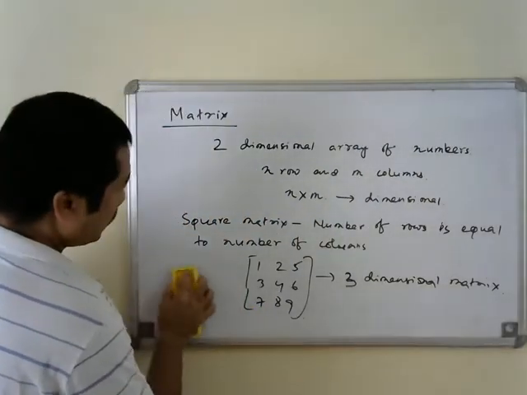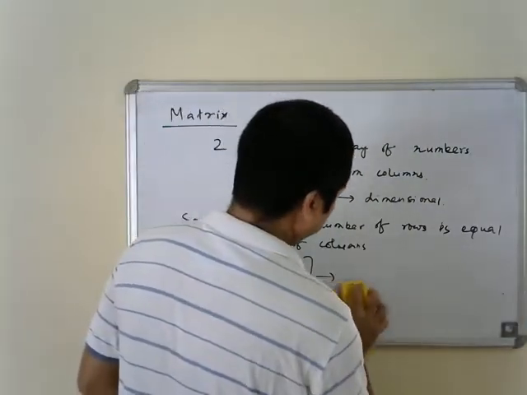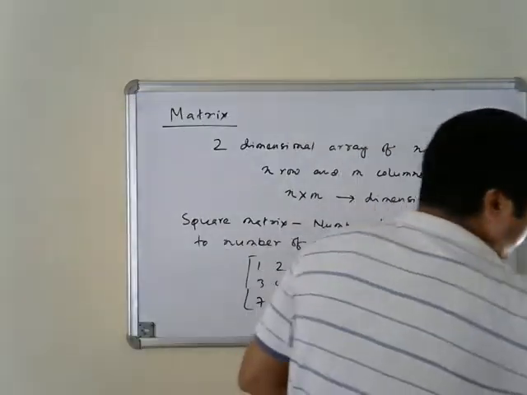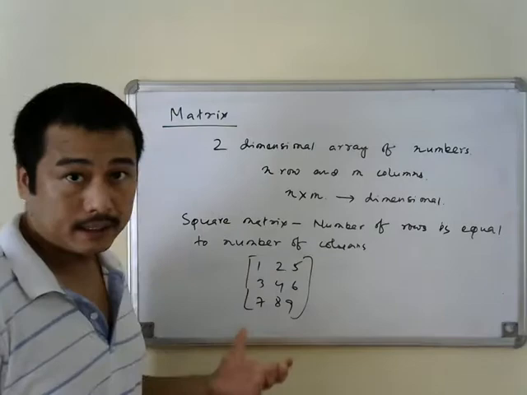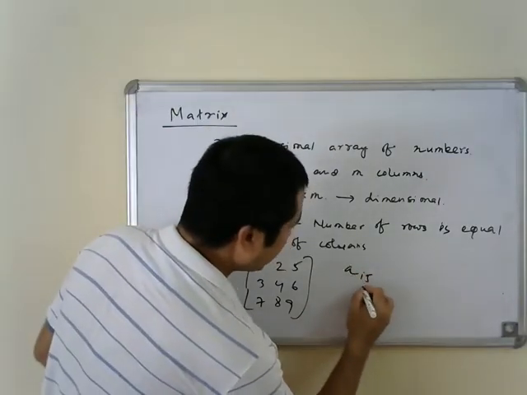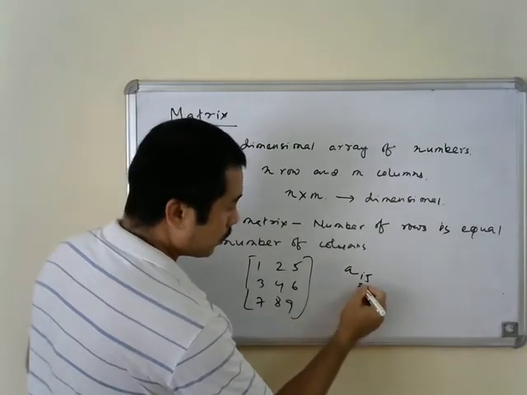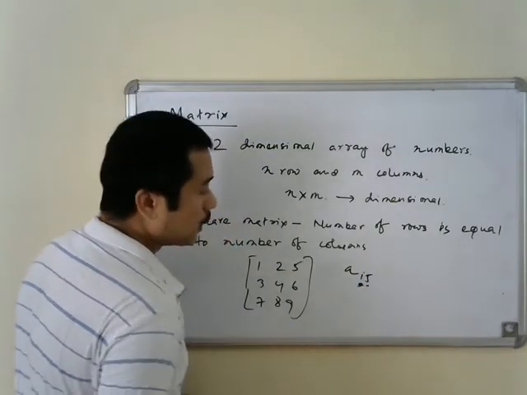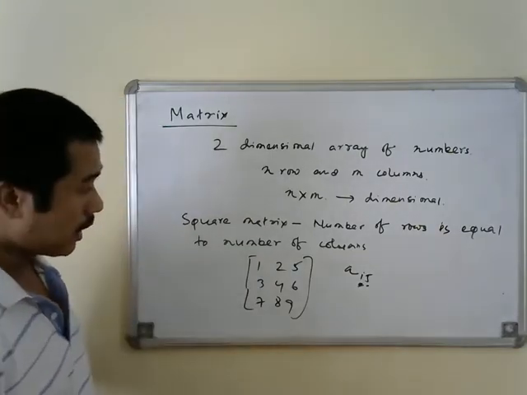Now, to describe a particular element in a matrix, you denote its row number as well as the column number. So a_ij: i tells you which row it belongs to, and the number j tells you which column it belongs to.